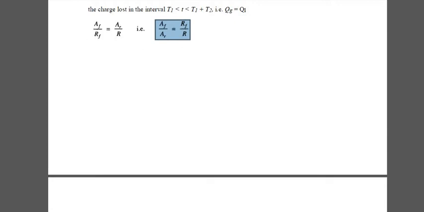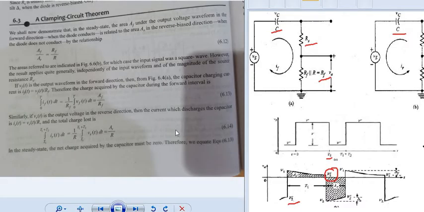Okay. Now see, from a particular source or textbook I have got this. So what was the theorem? In the steady state condition of your output voltage waveform, the area under the forward bias direction, this is the area under the forward bias direction, to the area under the reverse bias direction, AF divided by AR, is equal to the forward resistance to the reverse resistance. This is the forward resistance and you will get the reverse resistance here. This is your reverse resistance.